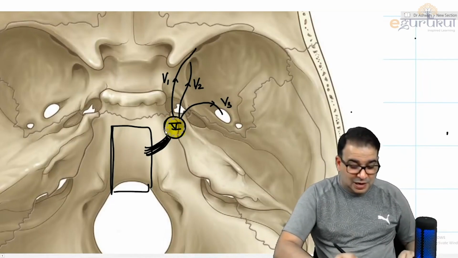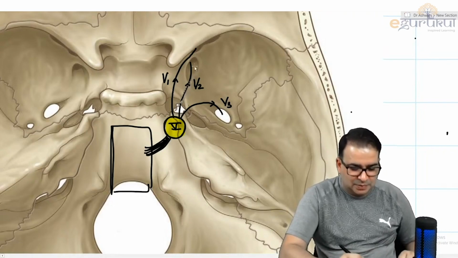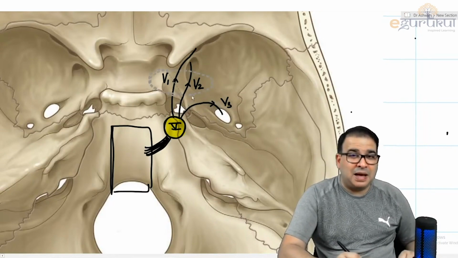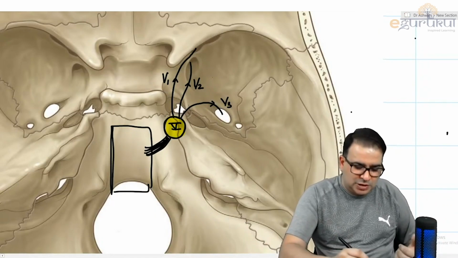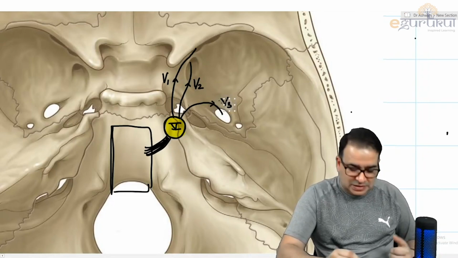But the trigeminal ganglion is a sensory ganglion. That means I'm only looking at the sensory part of ophthalmic, the sensory part of maxillary, and the sensory part of mandibular. We already said ophthalmic and maxillary are purely sensory, so in these there are just these two. But the mandibular nerve is a mixed nerve. The mandibular nerve is a mixed nerve.